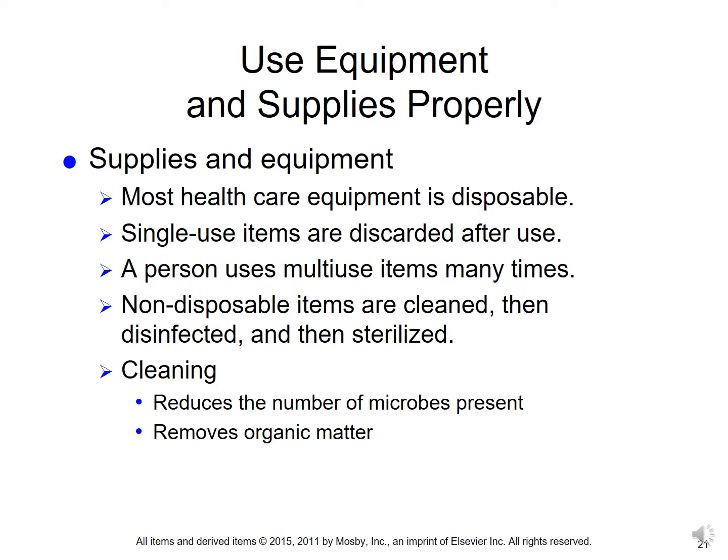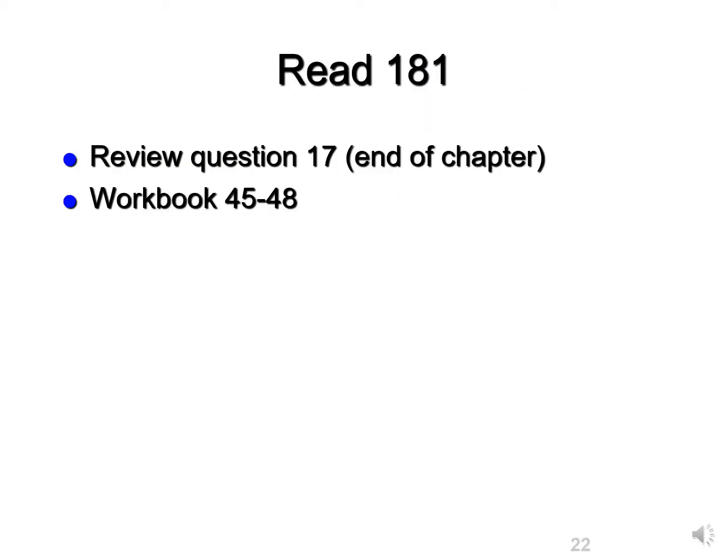So for cleaning strictly, we're going to reduce the number of microbes present and remove organic material. So anything that comes from the body is organic material, or food items, things like that. So on page 181, you can read that information. Also review question number 17 at the end of the chapter, and workbook questions 45 through 48 for this information on equipment.